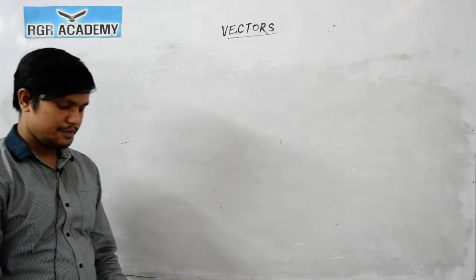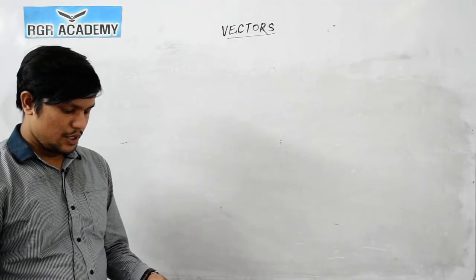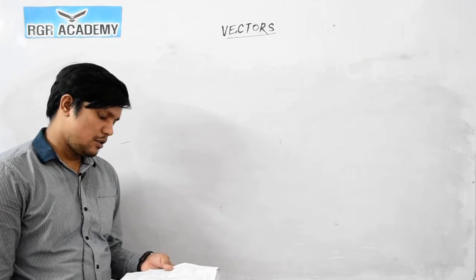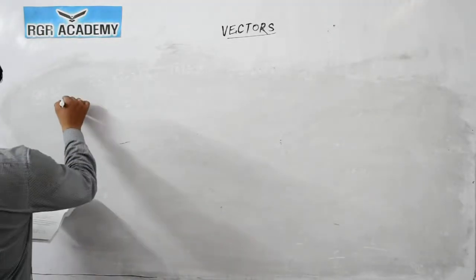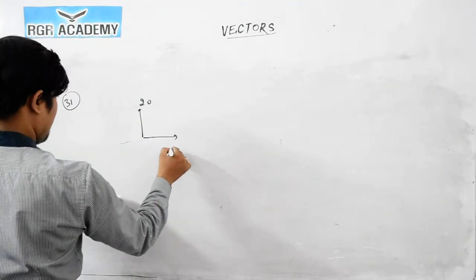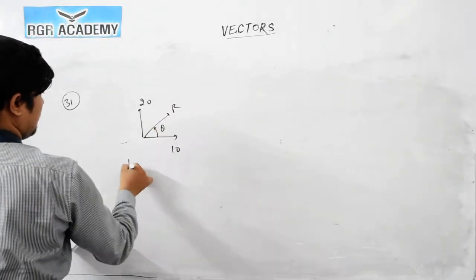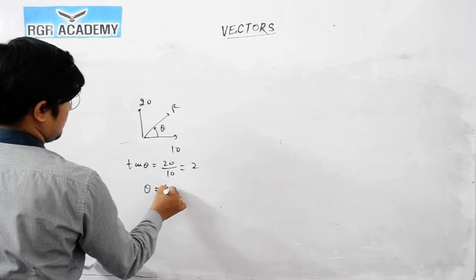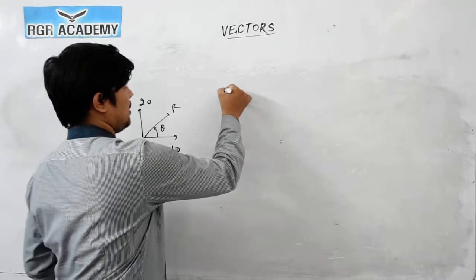In question number 31, the y component of velocity is 20 and the x component of the velocity is 10. The direction of motion of the body with the horizontal at this instant is. The y component of the velocity is given as 20, the x component is given as 10. Then for the resultant, if this angle is theta, tan theta will be equal to 20 by 10, that is equal to 2. So theta is tan inverse 2. Clear? Now question number 32.